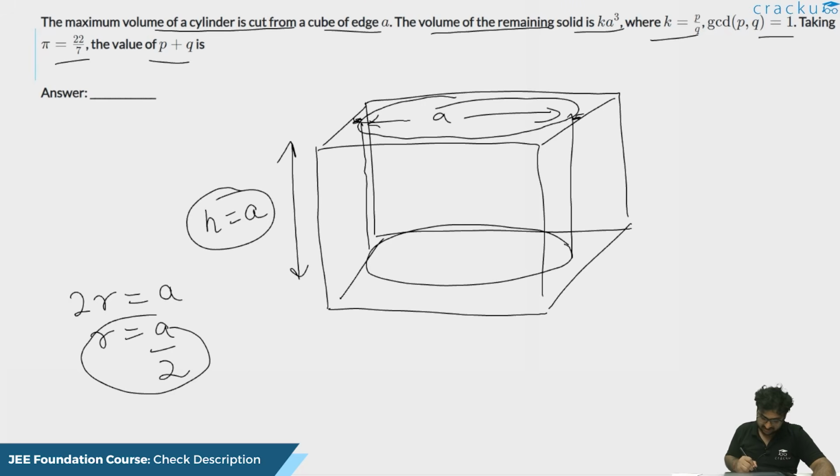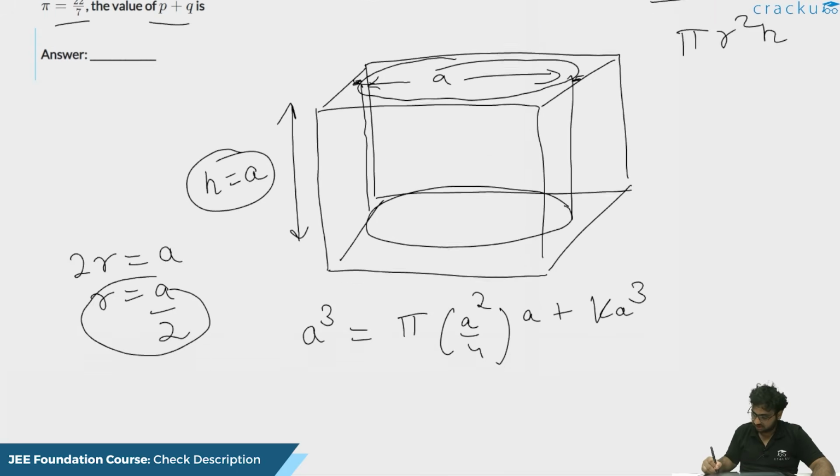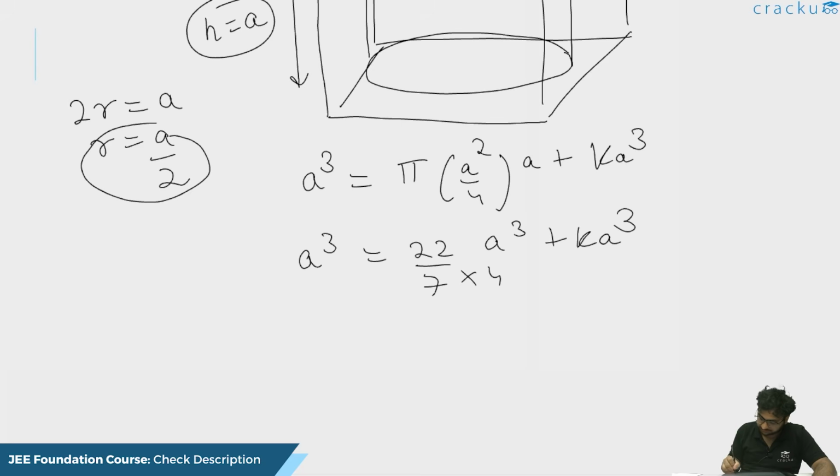Now it is given that a cube will be equal to the volume of the cylinder, which is pi r square h. So pi into r square, so a square by 4, into height. Height is a. Plus the remaining, which is k a cube. So this will be equal. Pi is 22 by 7. So a cube is equal to 22 by 7 into a cube by 4, plus k a cube.